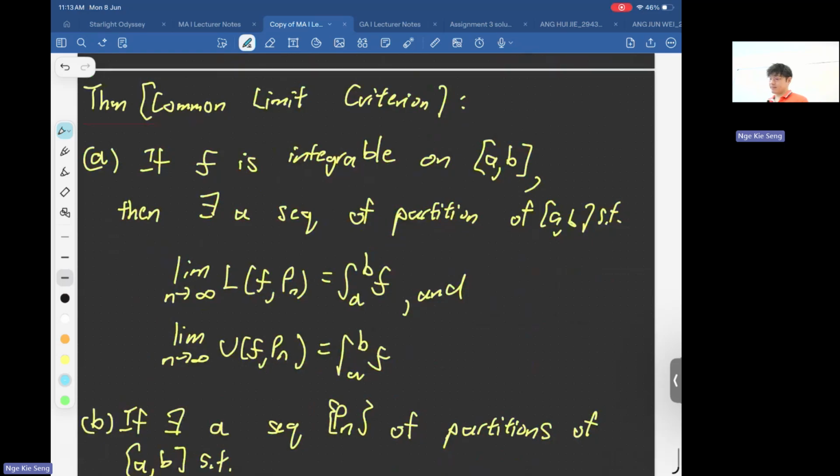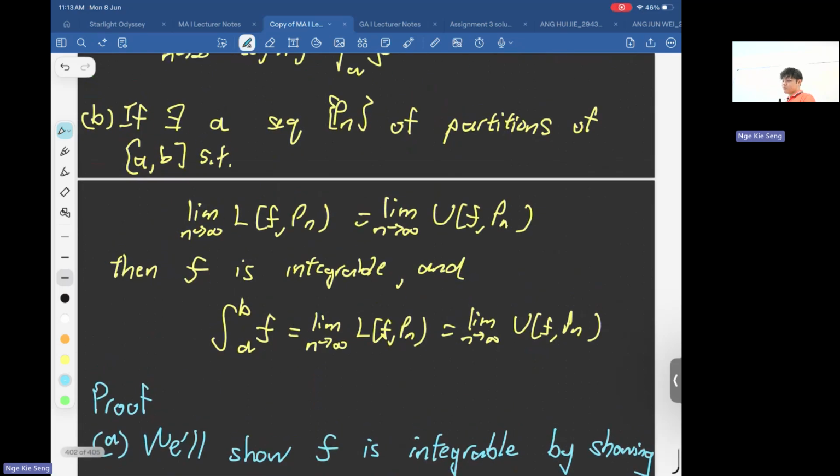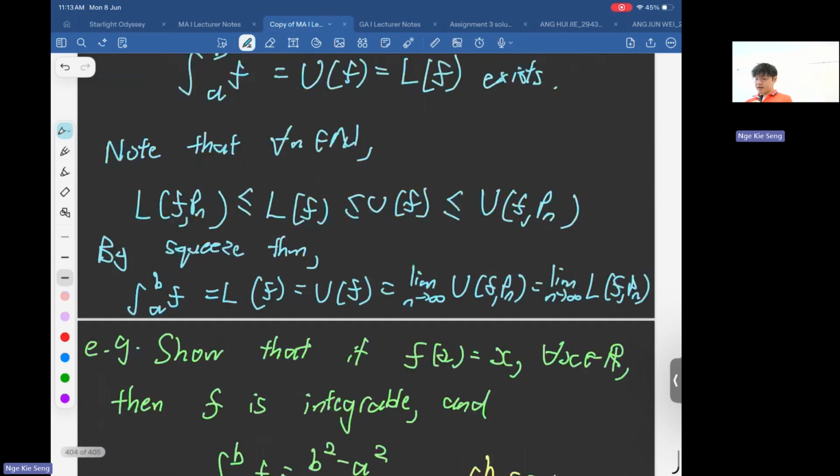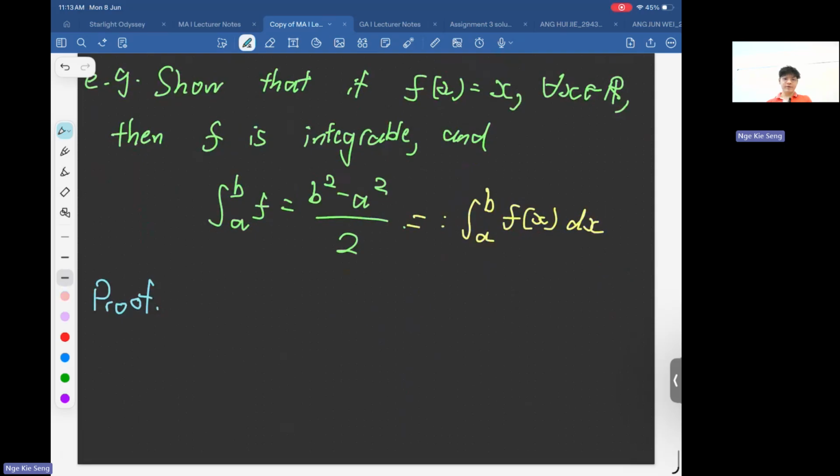Okay, so to prove integrability, what do you use here? We will try to produce a sequence of partitions such that the limit of L(f, P_n) is the same as the limit of U(f, P_n). And these two are the same. So we'll create some P_n and then show that these two have the same limit.